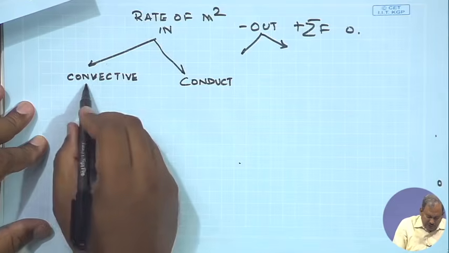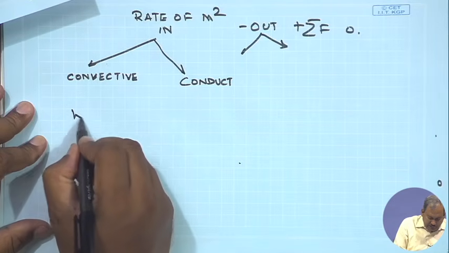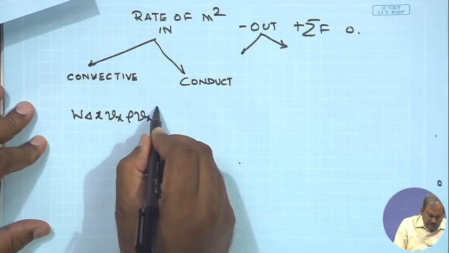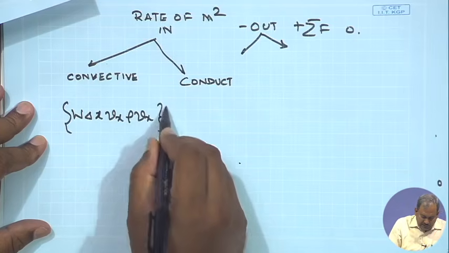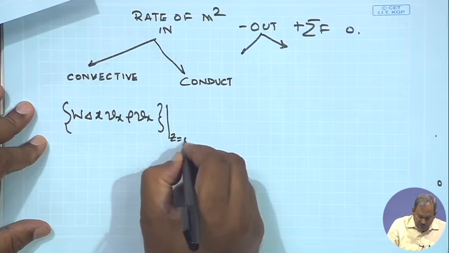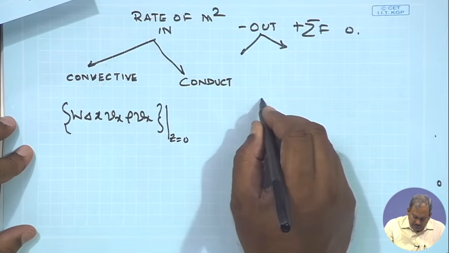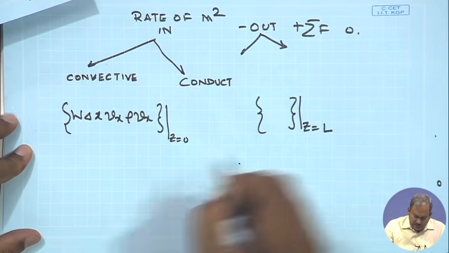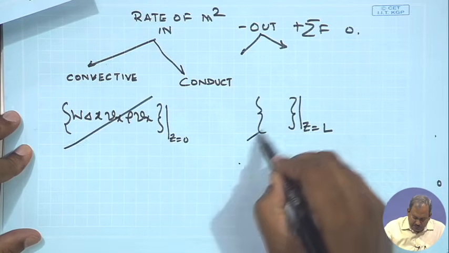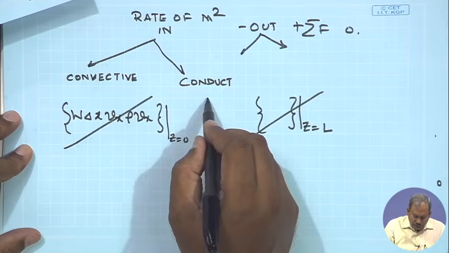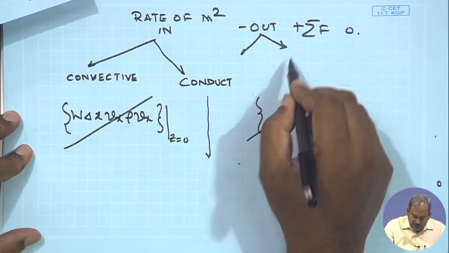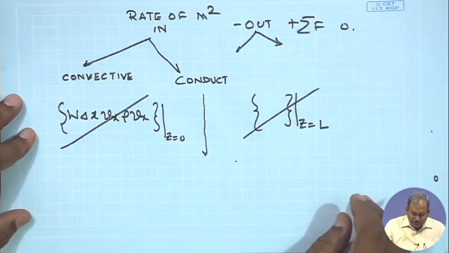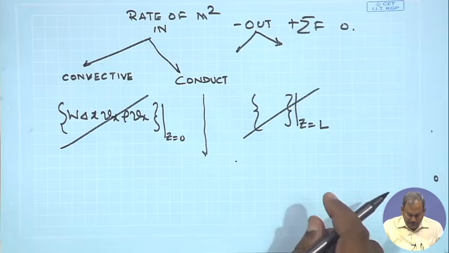for this. So, the convective case which we have identified is W times delta x times Vx rho Vx, everything evaluated at z equals 0, and the out term is the same evaluated at z equals L, and these two will simply cancel each other. So, what remain are the conductive terms in and conductive terms out. Now, how to evaluate that?